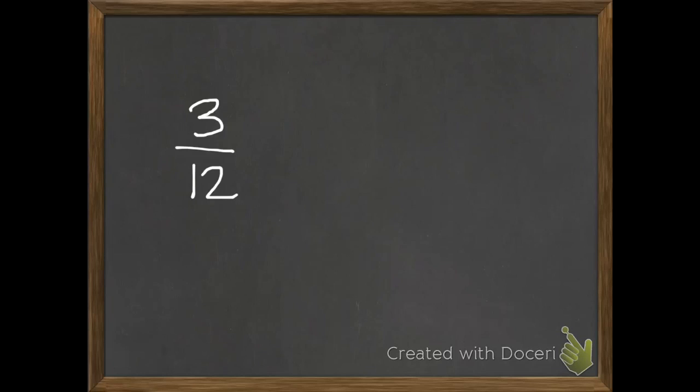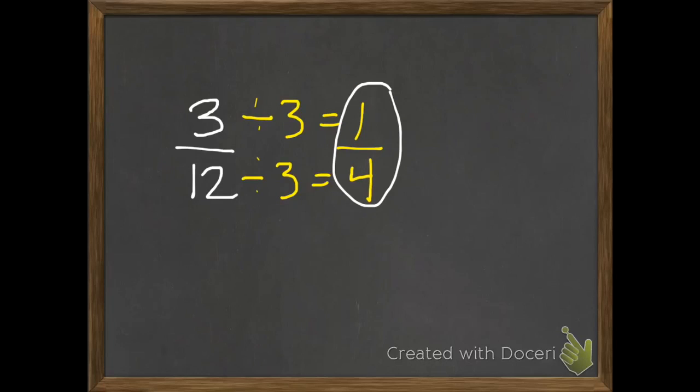Okay, here we go. Watch again. 3/12. We have factors of 1 and 3, and I'm just going to check and see if 3 works. It does. You can divide 12 by 3. So we're just going to take that shortcut and divide by 3. 3 divided by 3 is 1. 12 divided by 3 is 4. So 1/4.